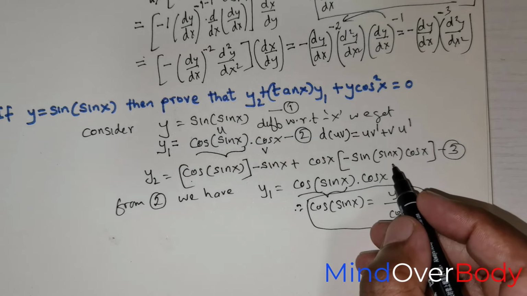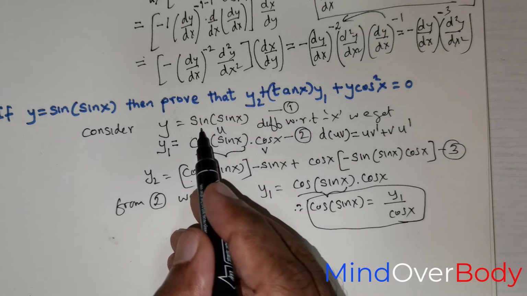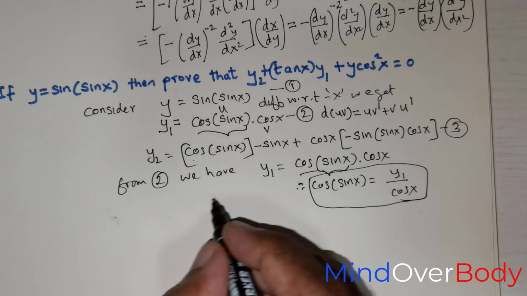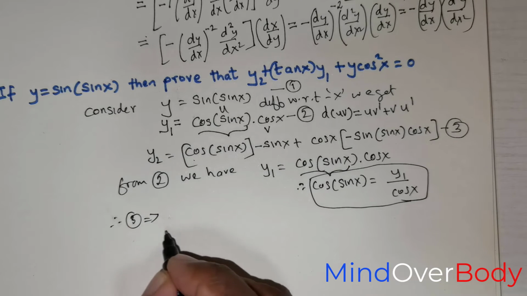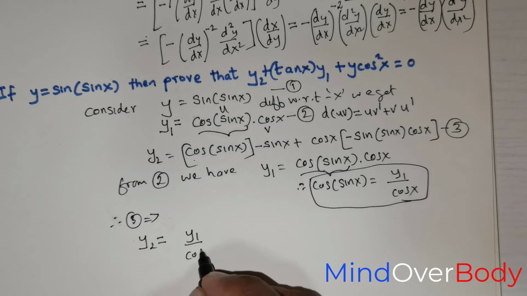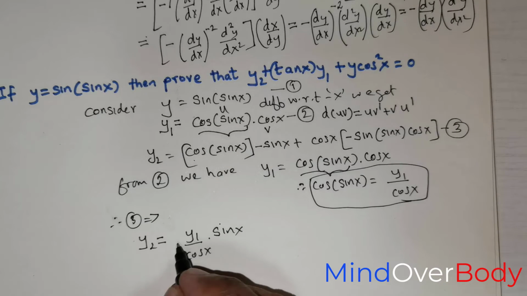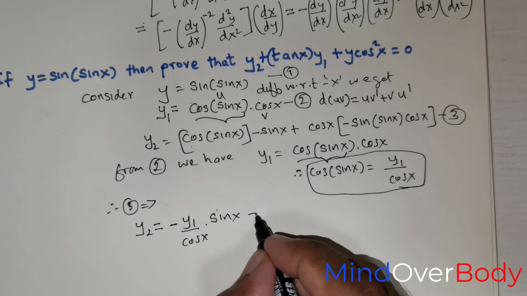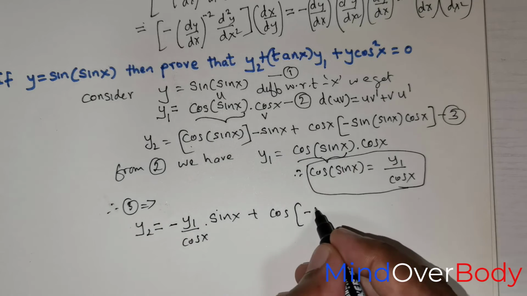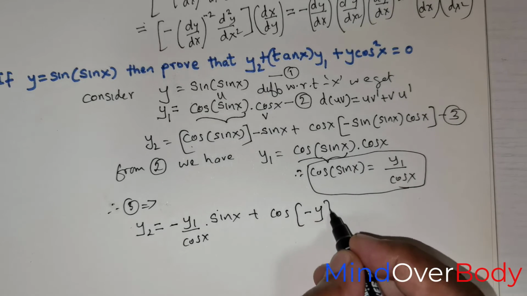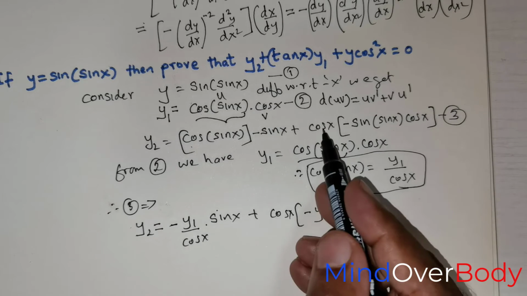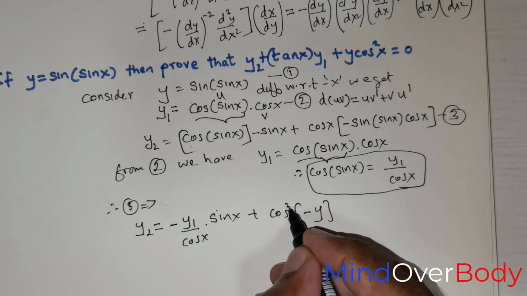The next part is sine of sin x. So what is sine of sin x? It's y. So let us rewrite those things. So therefore 3 can be rewritten as y2 is equal to y1 over cos x. There is a sin x and a negative sign, that's fine, plus cos of sine of sin x, that's going to be y, there's a negative sign, so it's going to be negative y times cos x, and cos x and cos x can be multiplied, giving me cos squared x.